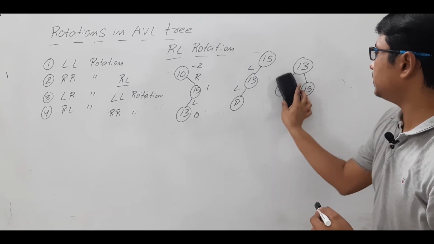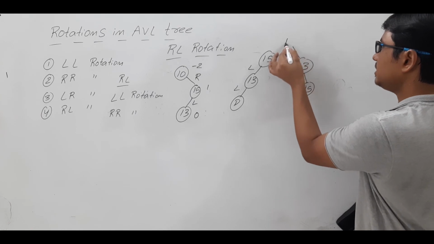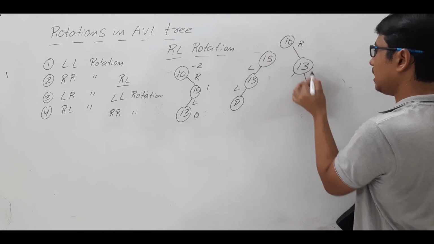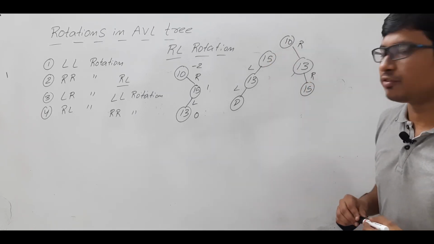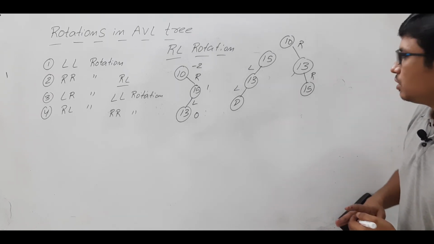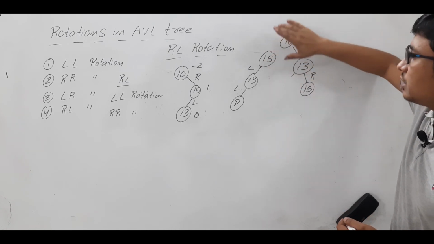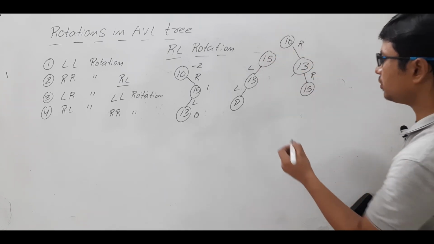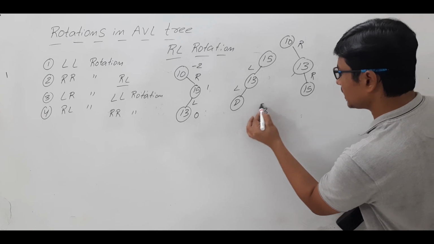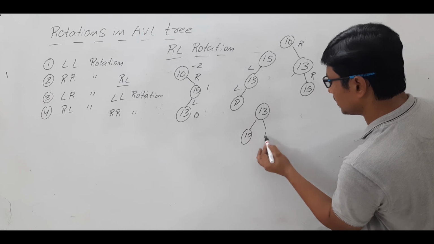Now leave this dummy node. Add the 10 here. Now this is R, this is R. Now you need to perform RR rotation. If you perform RR rotation, you will hold this one tightly and you will rotate this 10 towards the left hand side. If you do it, you will get 13 here and 10 here and 15 here.